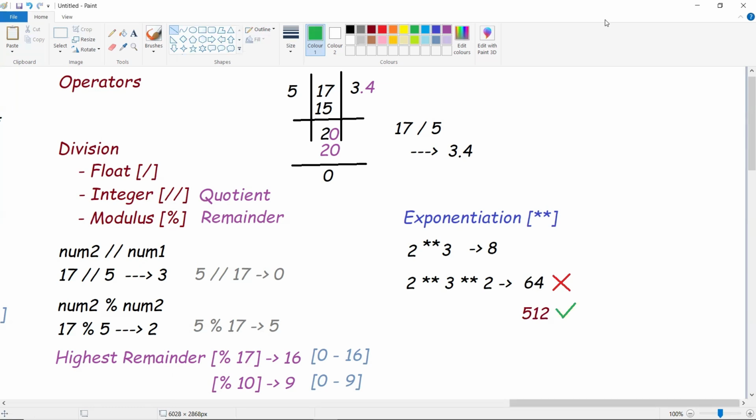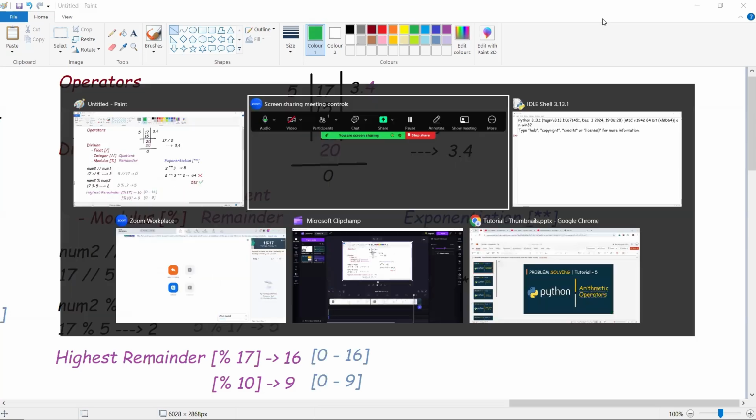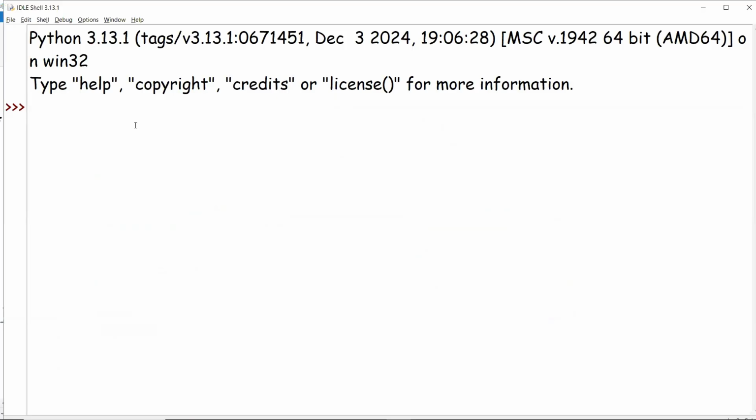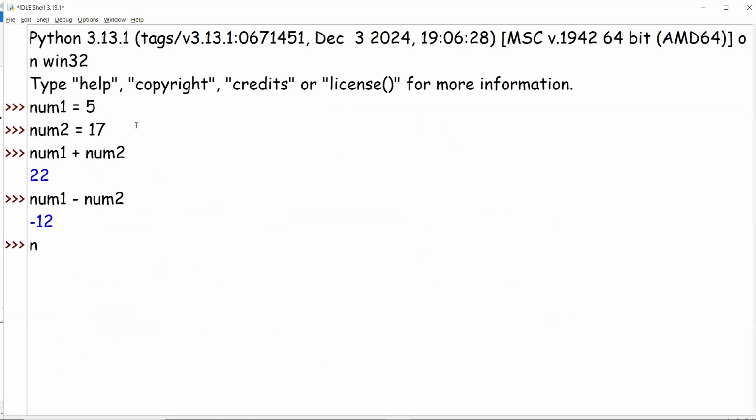Let's quickly see these outputs in the Python IDLE shell. So let me quickly open the Python IDLE shell. Let's take the same values: num1 equals 5, num2 equals 17. Let's try to perform addition between these two. The answer is 22. Let's try to perform subtraction. The answer is minus 12. Let's try to perform multiplication. The answer is 85. Now let's do floor division, which is double slash.